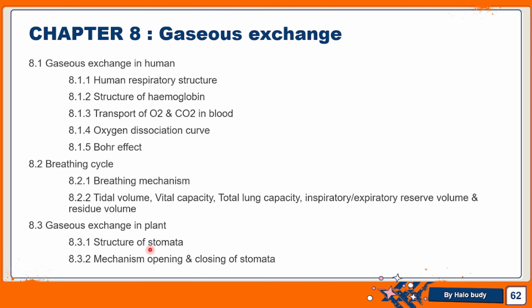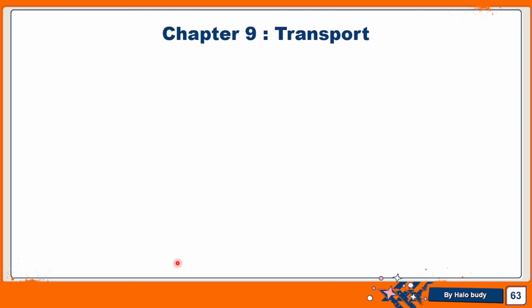So what you learn in plants is about stomata, of course. You need to learn about the structure of stomata and also the mechanism of opening and closing of stomata. These two you already learned in SPM, but the mechanism that you learn in STPM is deeper and more accurate compared to SPM, because SPM is just the basic only. Okay, so that's all about this chapter. This chapter is, I can say, more simple, not too hard as well. So it's very simple. Okay, next chapter is transport.